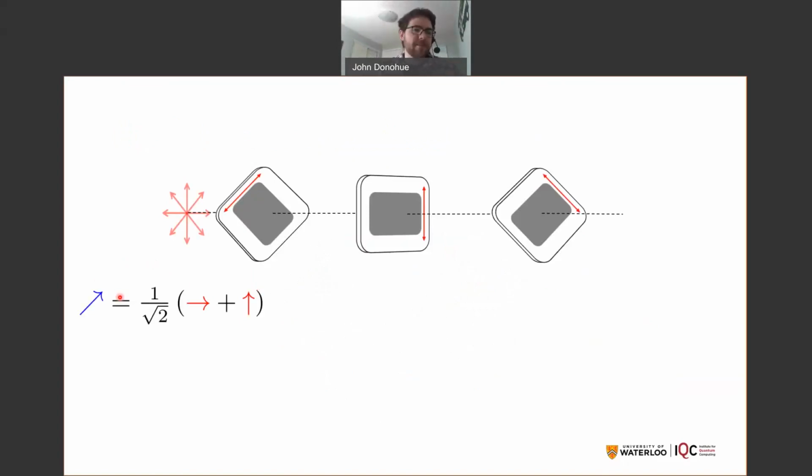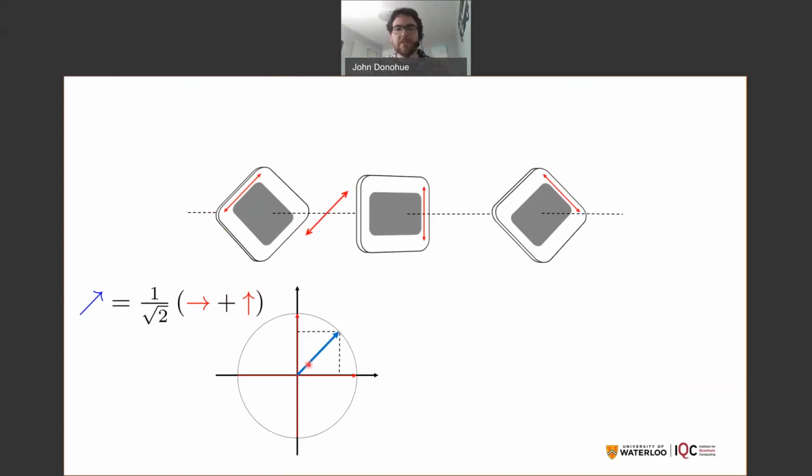We start off with a diagonally polarized photon, and that diagonally polarized photon is going to encounter next, so this is our diagonally polarized photon here, it next encounters a vertical polarizer. Okay, so we're asking the diagonally polarized photon the question, are you horizontal or vertical? In order to answer that question, we have to break it down in the basis of the question being asked. So we have to break down our diagonally polarized photon into horizontal and vertical components. Okay, we do that using a Cartesian circle.